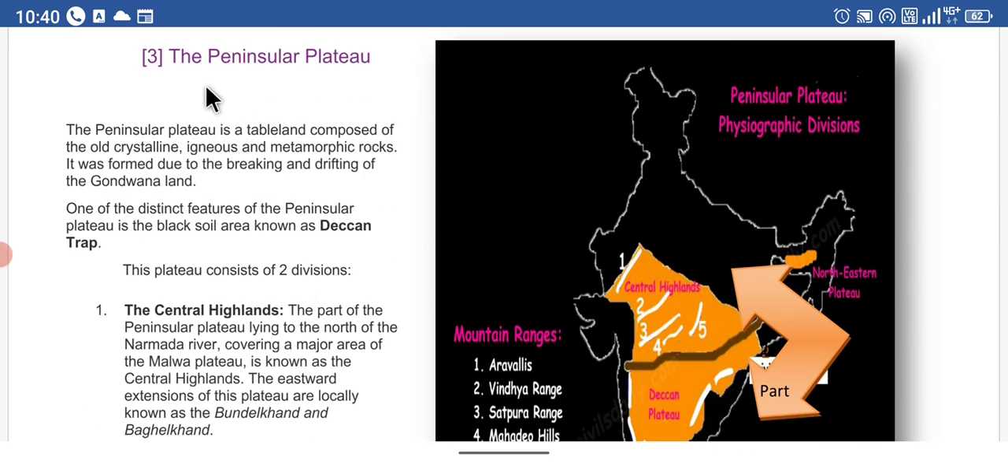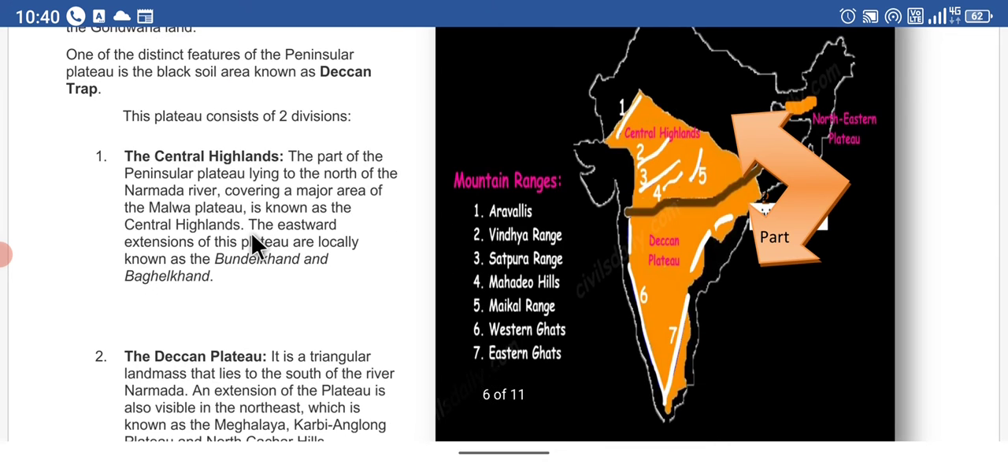Now, the next point is the peninsular plateau. The peninsular plateau is a tableland composed of old crystalline, igneous and metamorphic rocks. It was formed due to the breaking and drifting of Gondwana land. One of the distinct features of the peninsular plateau is the black soil area known as Deccan Trap. Now we can classify this peninsular plateau into two parts, Central Highland and Deccan Plateau. Here, this is Central Highland and this area is known as Deccan Plateau.